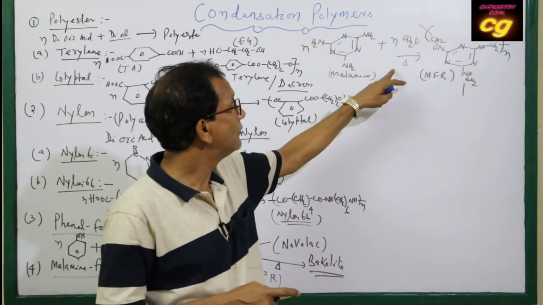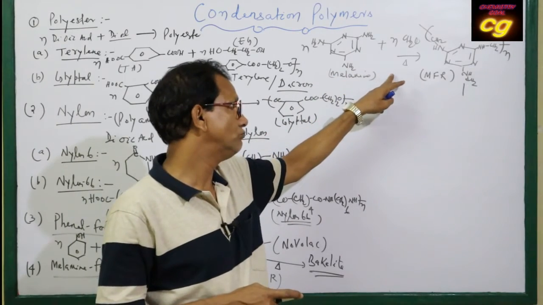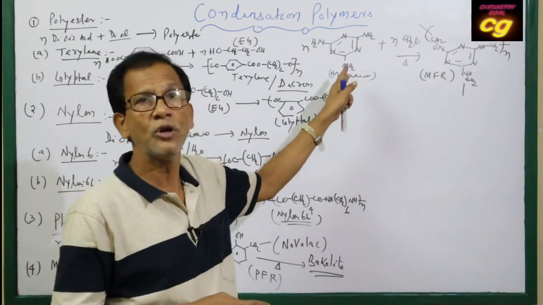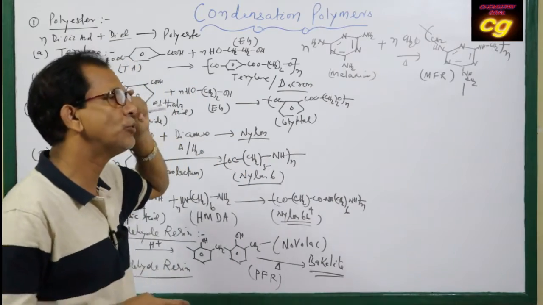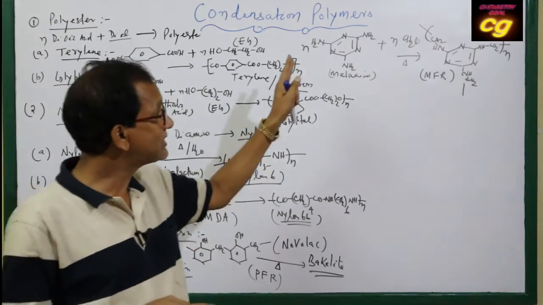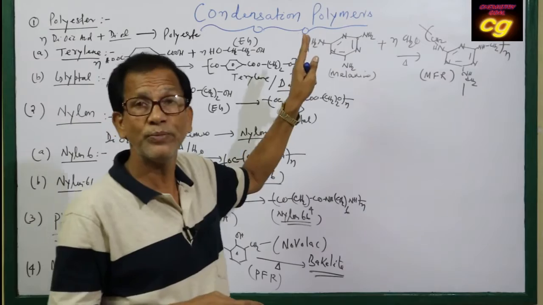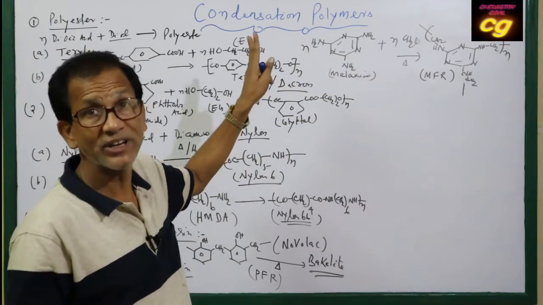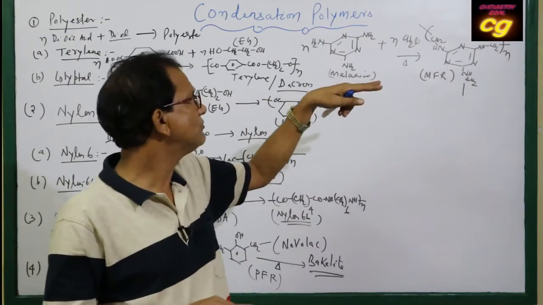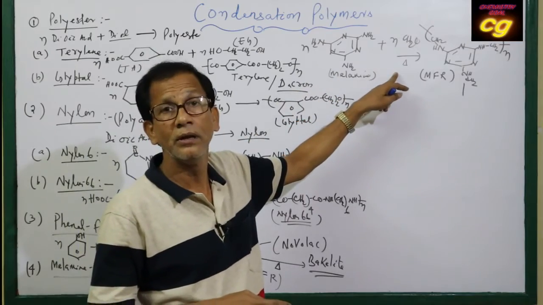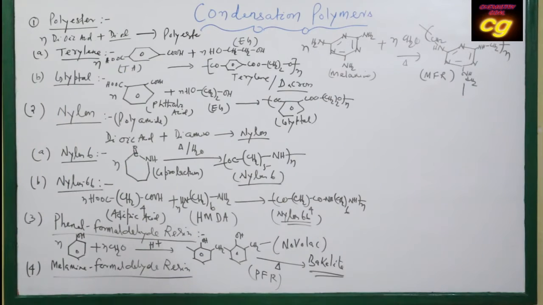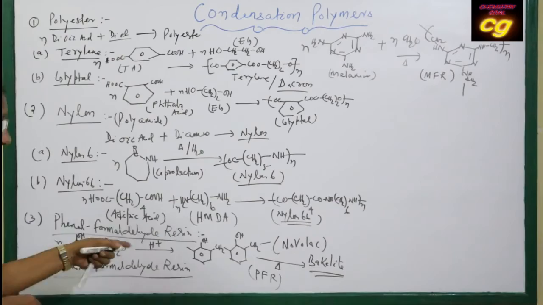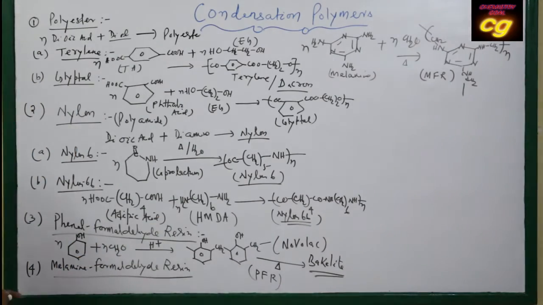It is used for very hard, non-breakable utensils, suppose cups and plates which cannot be broken, non-breakable crockery items. Crockery items can be prepared from melamine formaldehyde resin. So these are some important resins, and resins are called thermosetting polymers.